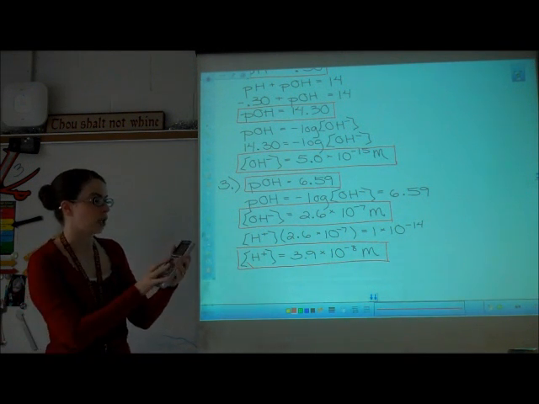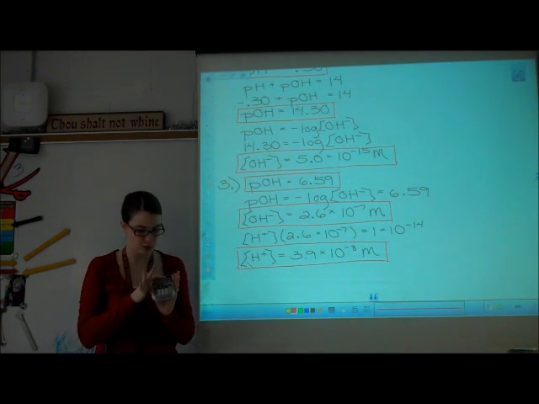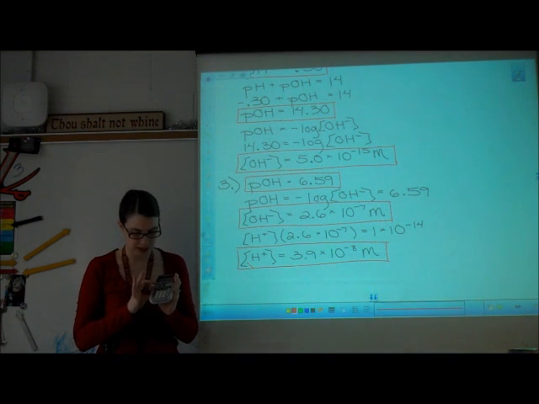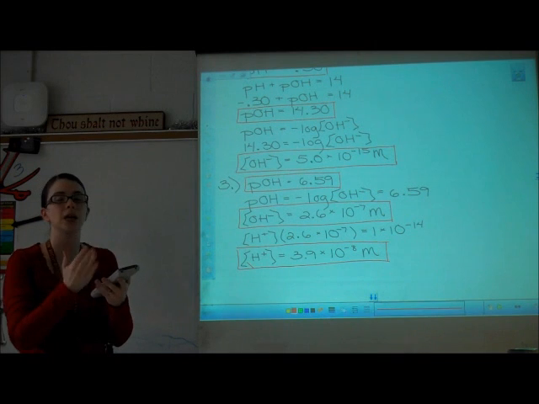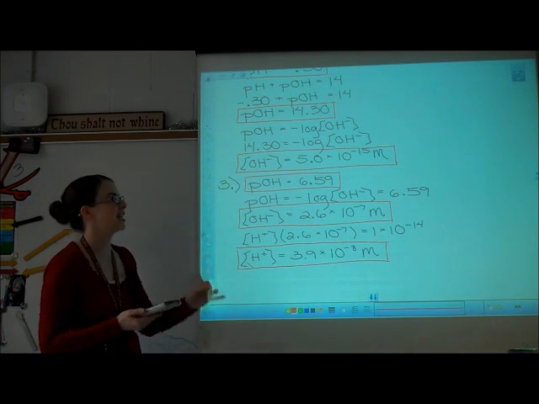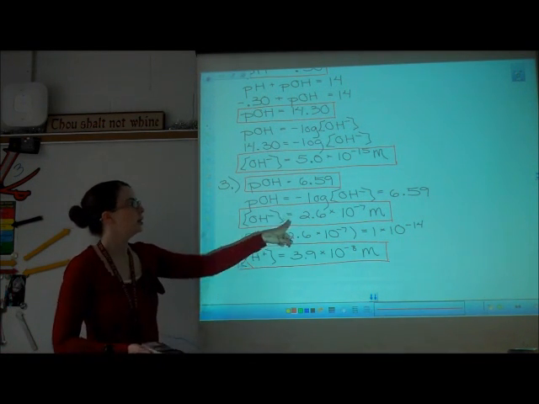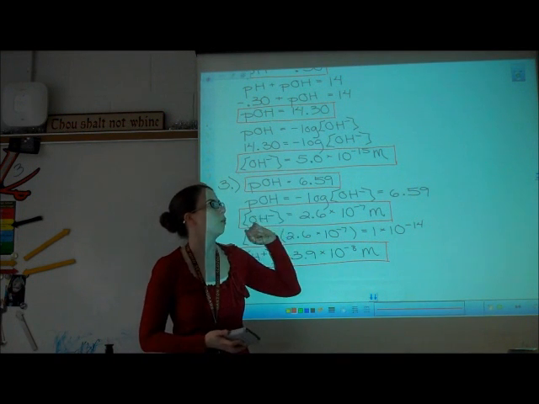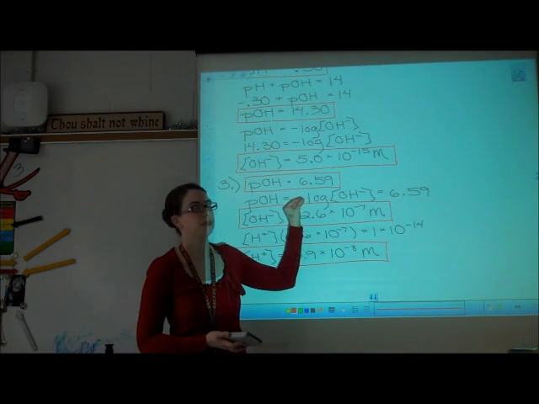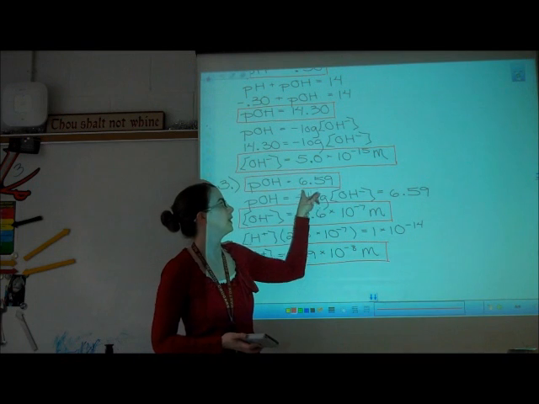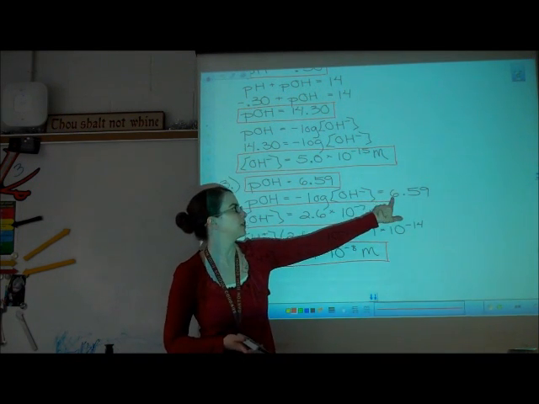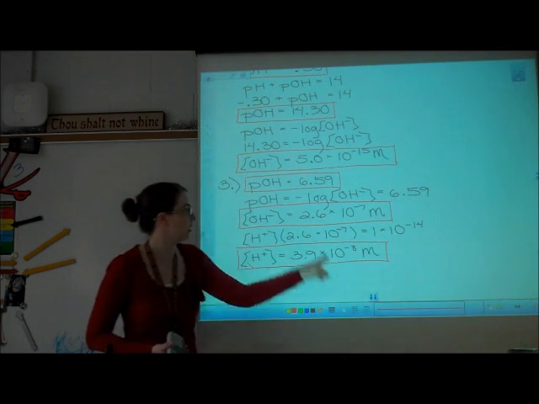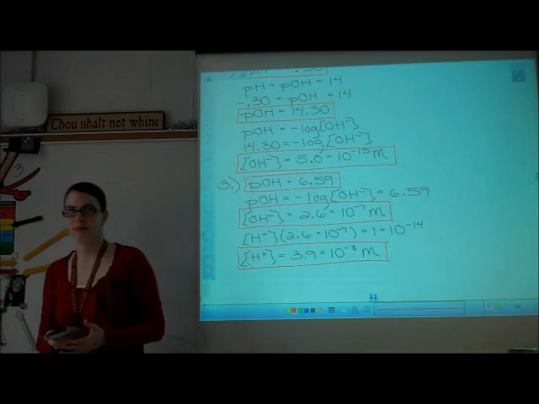Okay, in your calculator, if you do second log base 10, not natural log, what you'll see come up on the screen is 10 to the power of. 10 to the power of what? Be careful. Negative. Bring the negative over. 10 to the power of negative 6.59 gives me that answer.